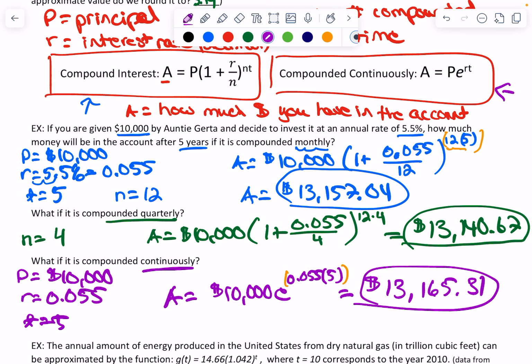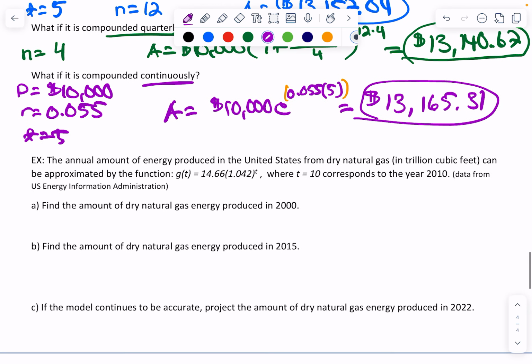All right, next example. The annual amount of energy produced in the United States from dry natural gas in trillion cubic feet can be approximated by the function g of t equals 14.66 times 1.042 to the power of t, where t equals 10 corresponds to the year 2010. And now notice this is trillion cubic feet. We are supposed to find the amount of dry natural gas energy produced in 2000.